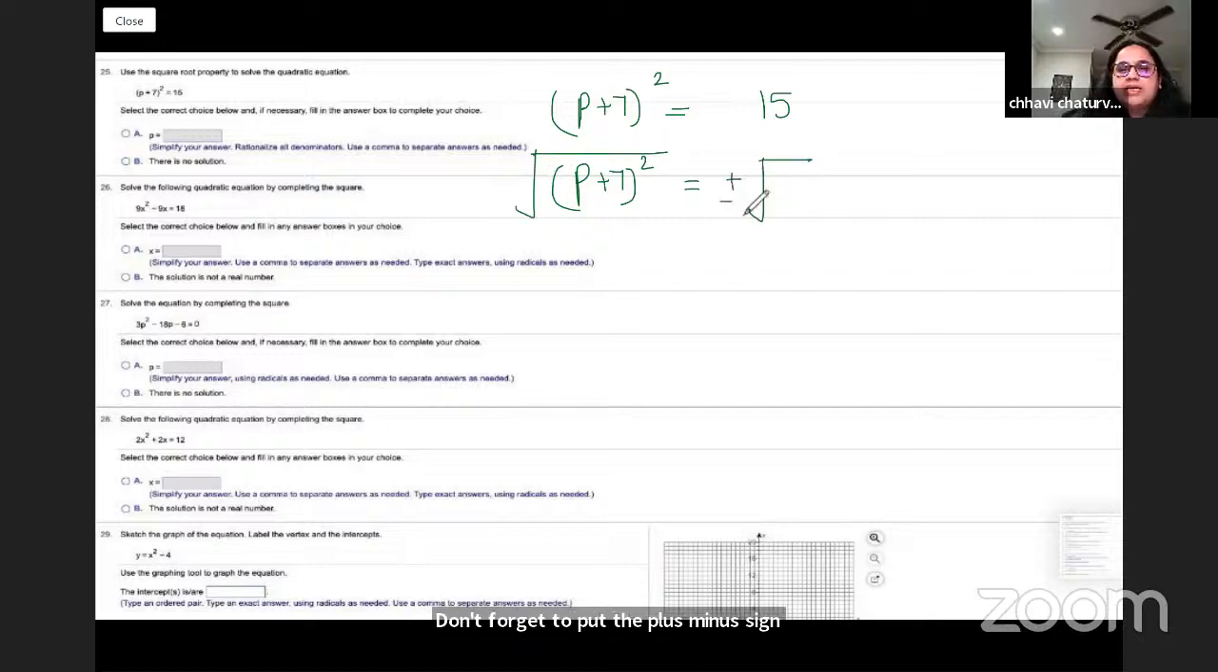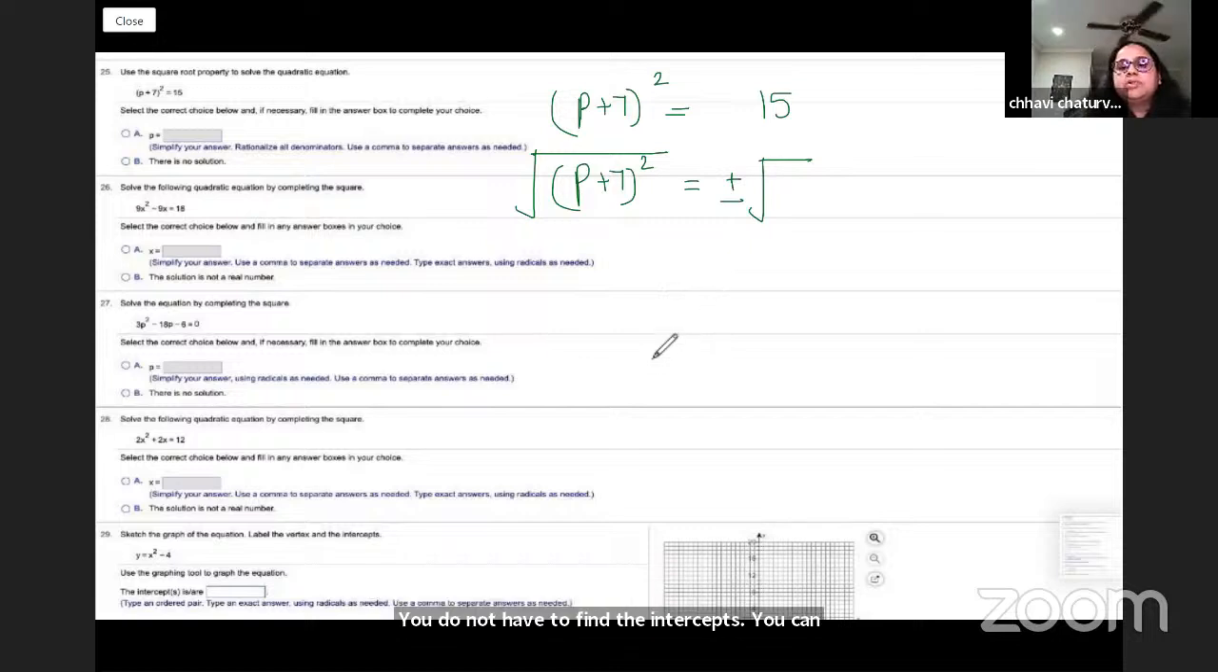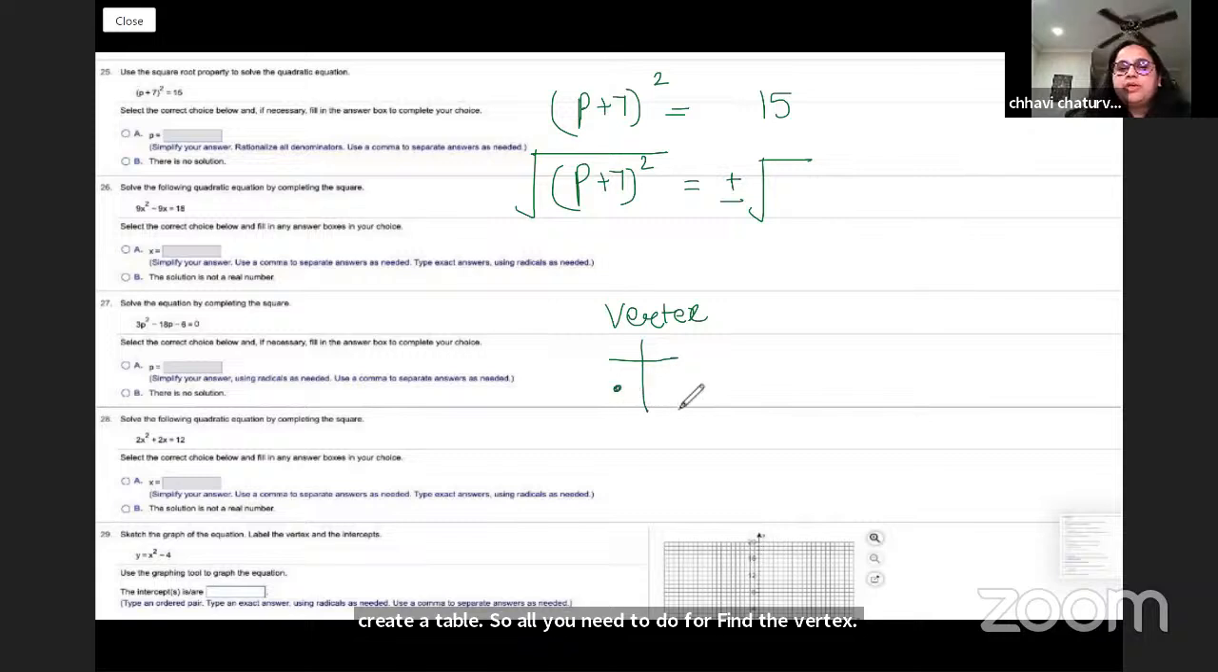Okay, I see again a few doubts about finding the intercept. So, Ranav Gupta, you do not have to find the intercepts. You can just create a table. So all you need to do for graphing is find the vertex, use those vertex to create a table, by putting the vertex points in the middle of your table and choosing the neighbors. That's all you need to do.